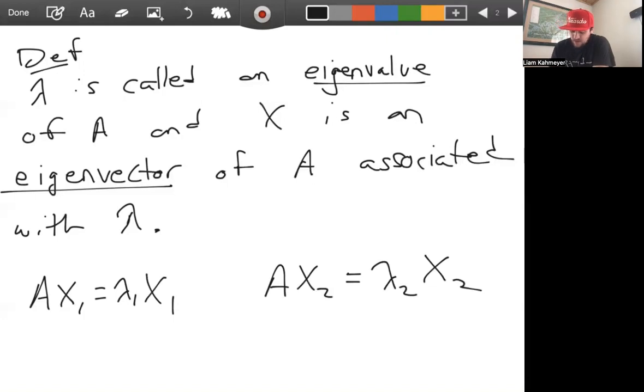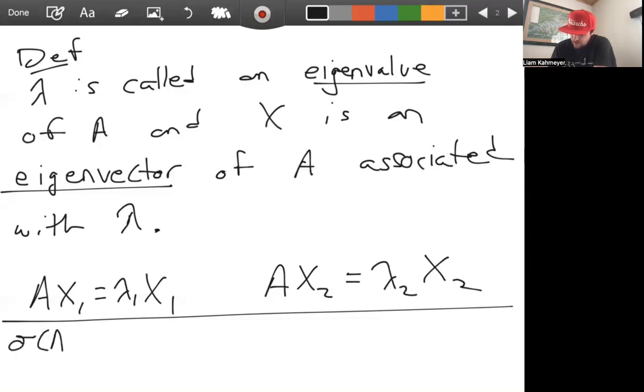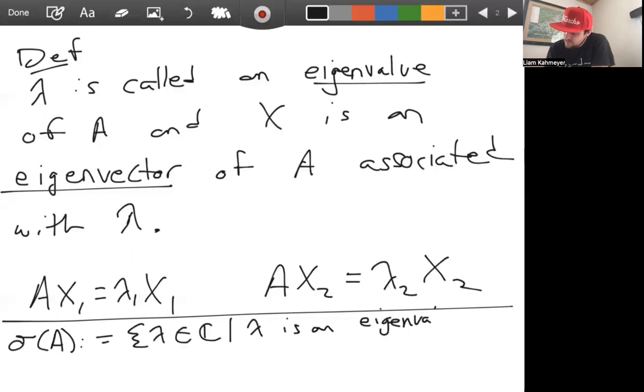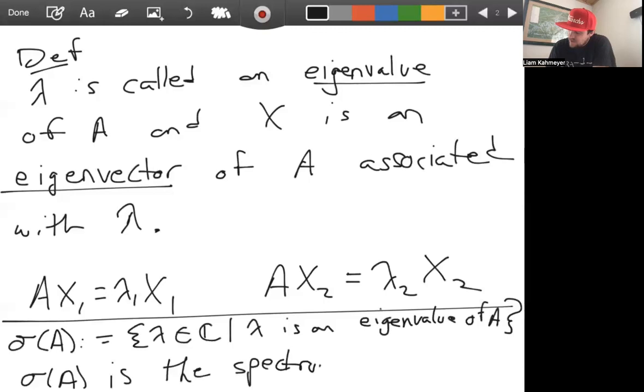We also have a notion of the spectrum of a matrix. And this is where the notion of spectral theory comes from. So here's another definition. Let's define sigma of A to be the set of all complex scalars, so lambda in C, such that lambda is an eigenvalue of A, right? Then sigma of A is the spectrum of A. So it's the subset of eigenvalues of a matrix. This is called the spectrum of a matrix. A priori, we don't know that it's a subspace, so let's just say subset, right?